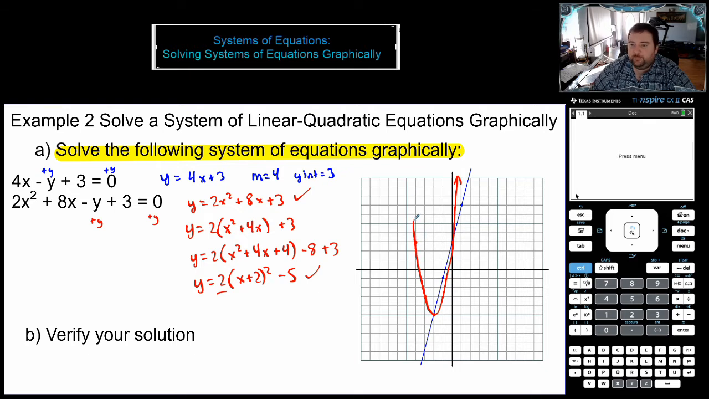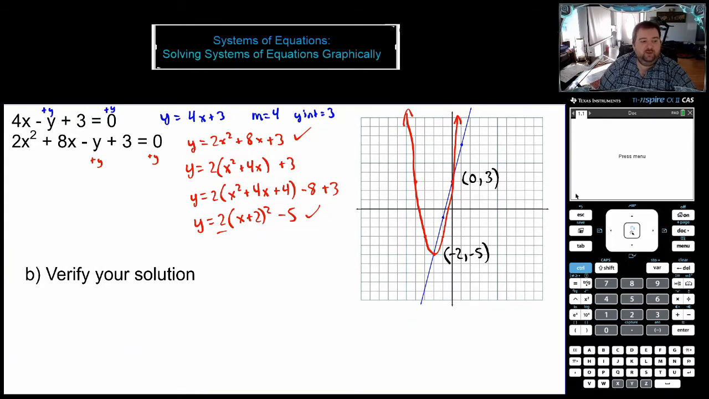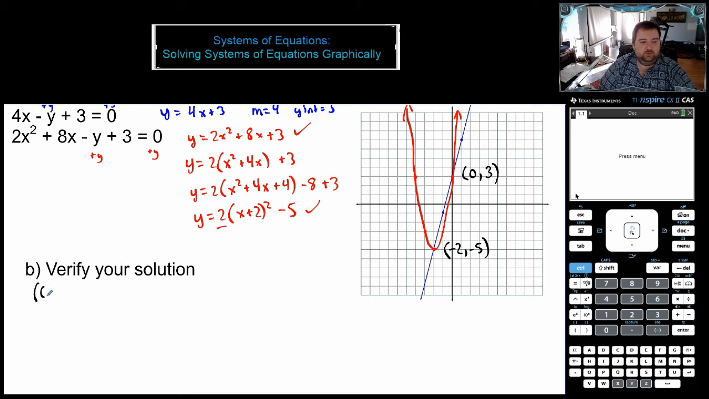Doesn't need to be beautiful because we're sketching. And the real point of this was to determine my points of intersection, and I was able to do that because they just worked out really nicely here. So this is -2 on my x and -5 on my y. And this point of intersection is, of course, 0 and 3. And so there's our solutions, and we need to verify them now. So our first solution was 0 and 3, and our second solution was -2 and -5. Now we need to verify them by plugging them back in to both equations.